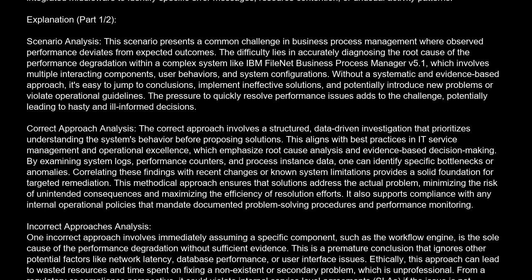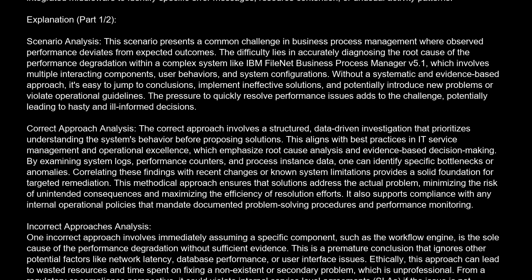The correct approach involves a structured, data-driven investigation that prioritizes understanding the system's behavior before proposing solutions. This aligns with best practices in IT service management and operational excellence, which emphasize root cause analysis and evidence-based decision-making. By examining system logs, performance counters, and process instance data, one can identify specific bottlenecks or anomalies. Correlating these findings with recent changes or known system limitations provides a solid foundation for targeted remediation.